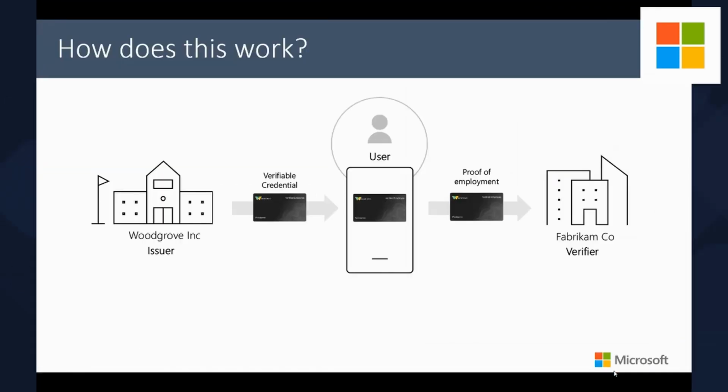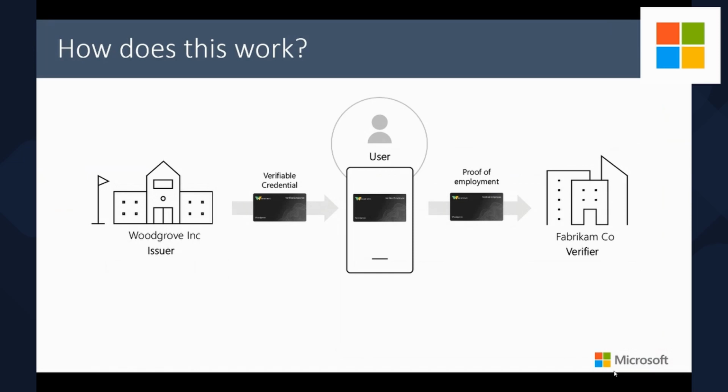Okay, so let's describe how it works, because I think this is really important to understand. As I mentioned before, we have those three parties. There is the issuer, Woodgrove organization in this specific case, the holder of verifiable credentials, so the user in the middle, and on the right side we have Fabrikam, which is the verifier, and this is another organization.